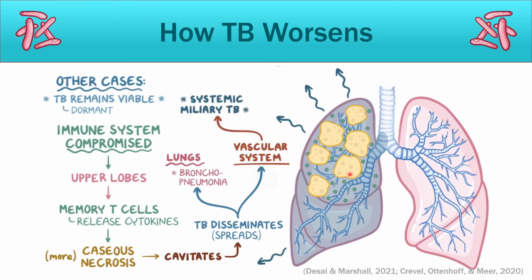This means that they form cavities where the bacteria can disseminate or spread through the airways and lymphatic channels to other parts of the lungs. If it were to spread to the other parts of the lungs, it can cause what's called bronchopneumonia. Another thing that it could spread to is the vascular system. And if this happens, it can actually infect other tissues of the body. This is what's called systemic miliary tuberculosis.